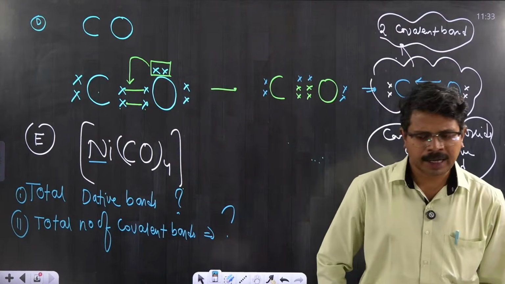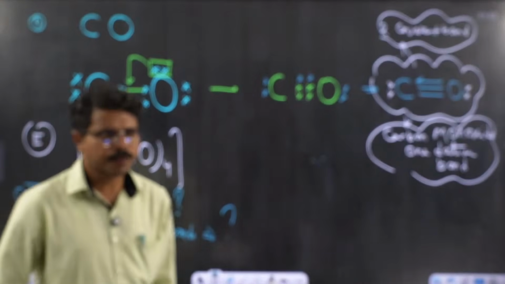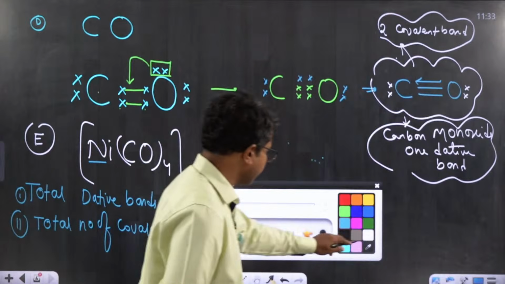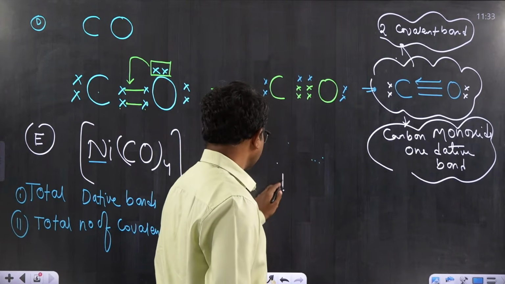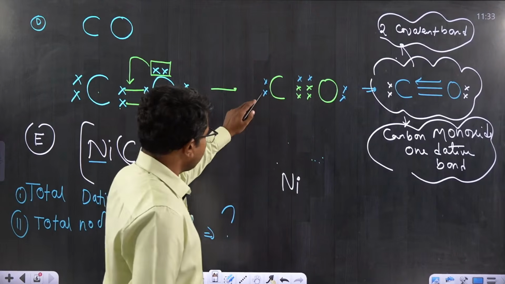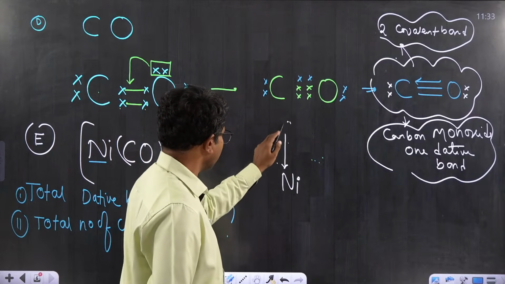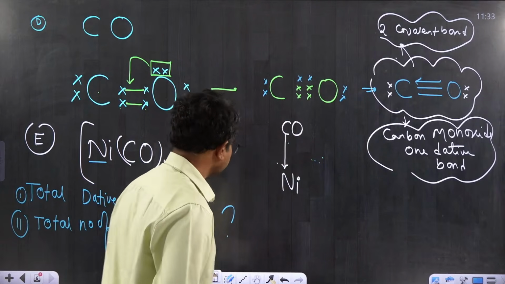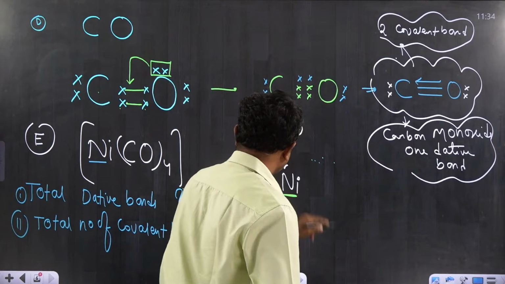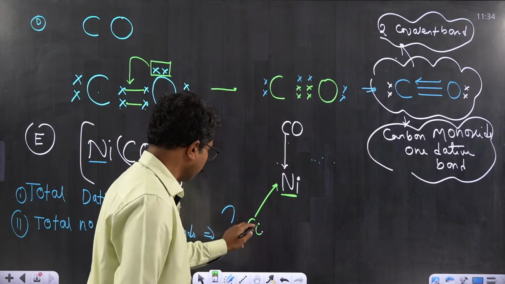Try to count the total number of covalent bonds and dative bonds in the given compound. Okay, let's try to count. Here if you observe carefully, there is nickel. Okay, as I told, carbon has a pair of electrons. The pair of electrons of carbon is donated to the vacant orbital of nickel. In that manner, we have in total 4.